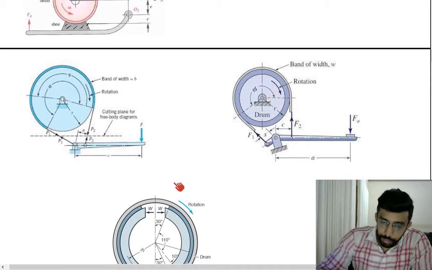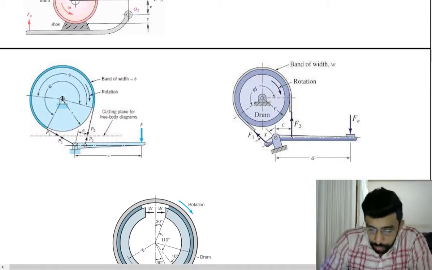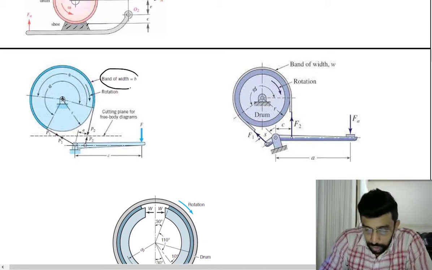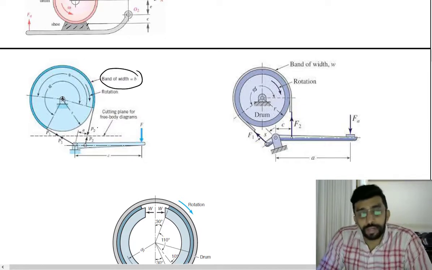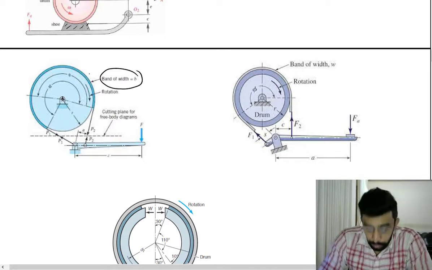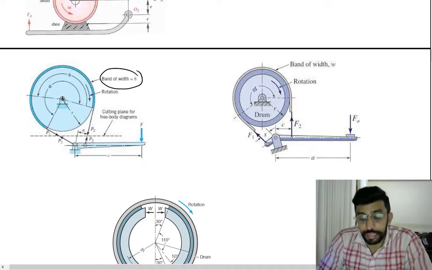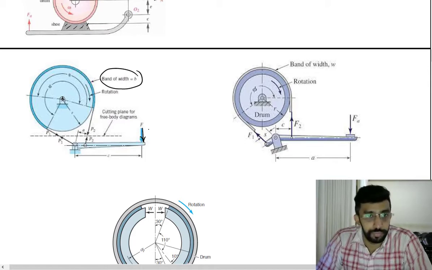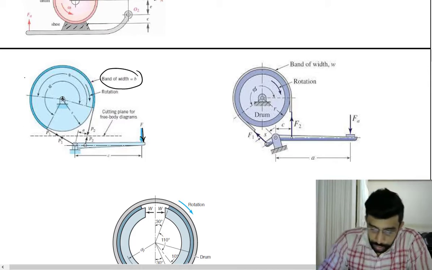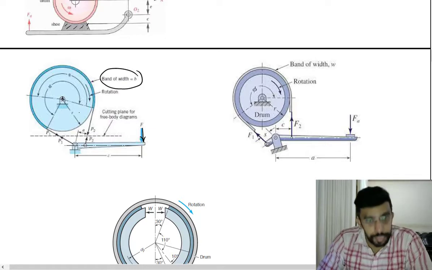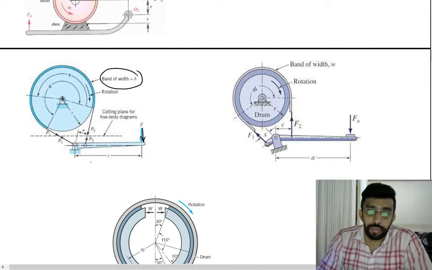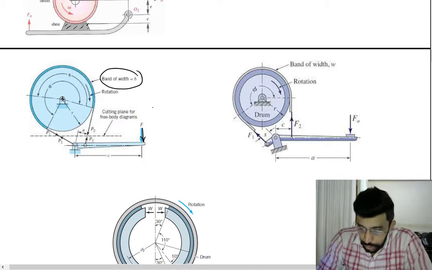Now, band brakes means you have a brake drum here. This is the brake drum, upon which you can see a band. This is the band which goes over the brake drum, and one end of the band is connected to the lever. This is the lever on which we apply some amount of force. As a result, this band tightens towards the drum, thereby producing some frictional force and reducing the speed. So this is called a simple band brake.